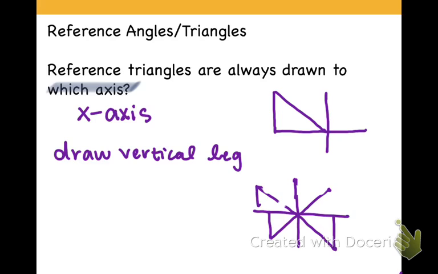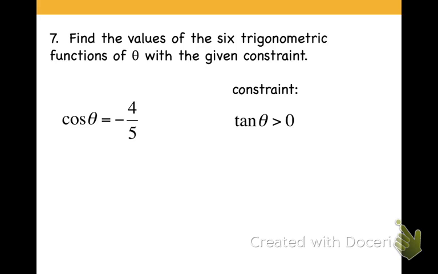You want to do it this way. There we go. There's my bow tie looking shape. So all of our triangles are going to be drawn down to that x-axis, not to the y-axis, but to the x-axis. All right, so using our new constraints here to help us figure out which quadrant we're in, we're going to find all 6 trig functions.